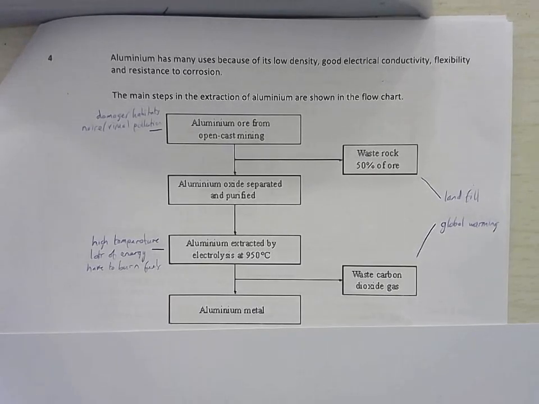Okay, so picking up, we're on question 4. So this one is again about aluminium, and it says it has many uses because of its low density, good electrical conductivity, flexibility, and resistance to corrosion. Then the main steps in the extraction of aluminium are shown in the flow chart.